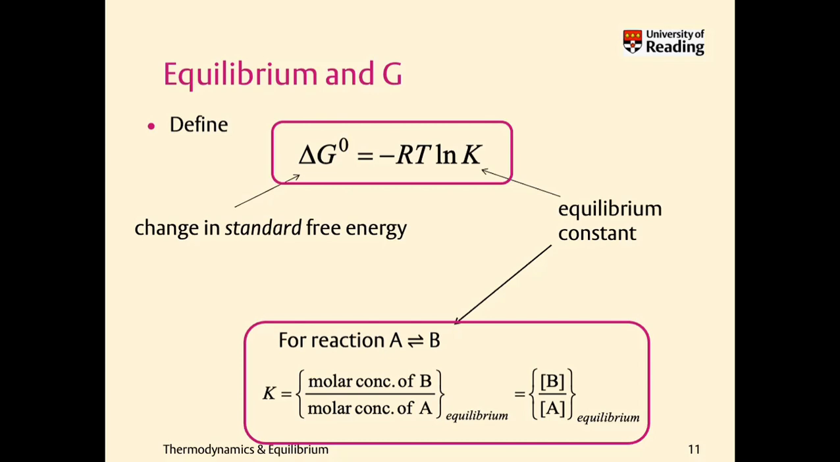So you would measure the equilibrium constant at the point of equilibrium as the concentration of products over the concentration of reactants, allowing for the stoichiometry of the reaction, as I showed you before.